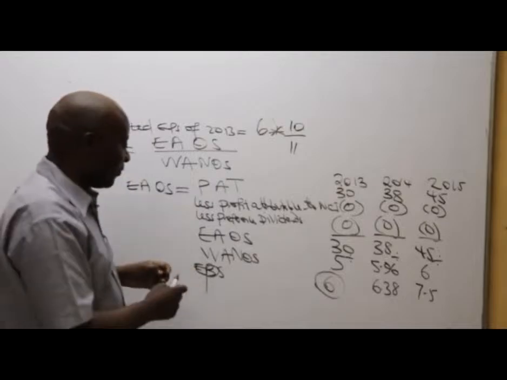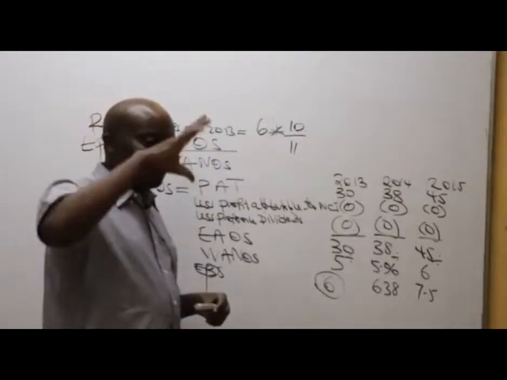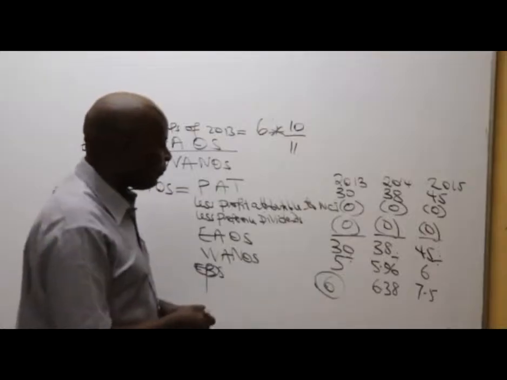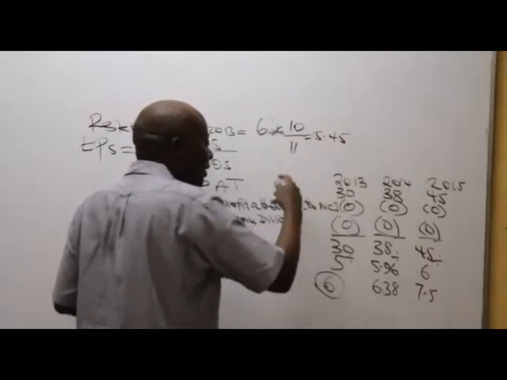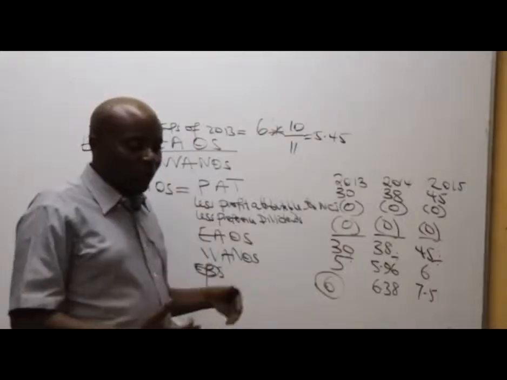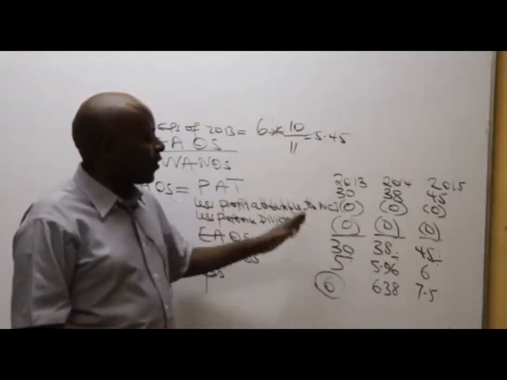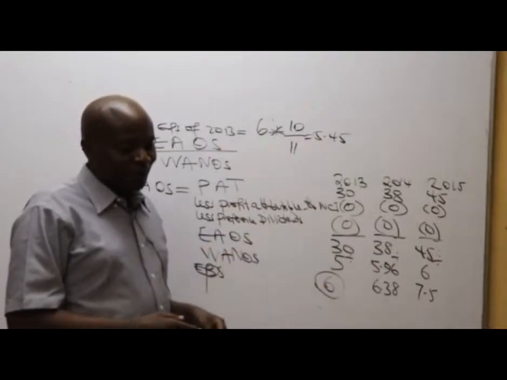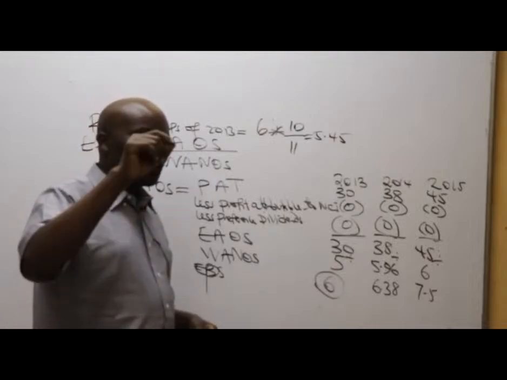So the comparative, the restated EPS. Remember the bonus fraction was 11/10. Now here we have to do the opposite. So the restated here becomes 5.45, which actually even confirms that there is a very high growth rate. Because now from 5.45 we went to 6.38, went to 7.5. So the comment you're putting there is that this company's performance is superb.